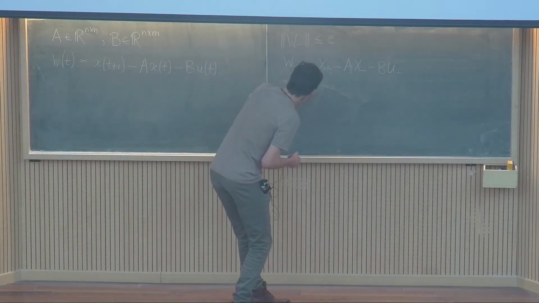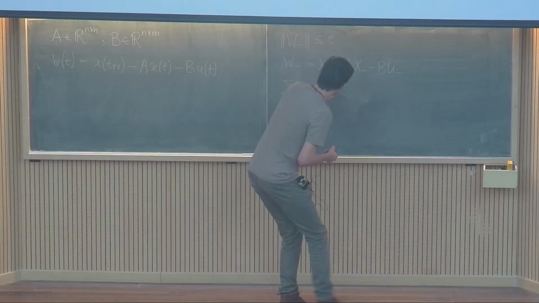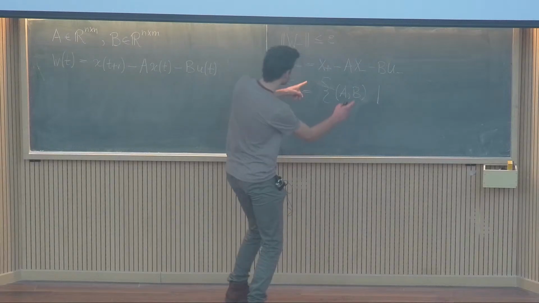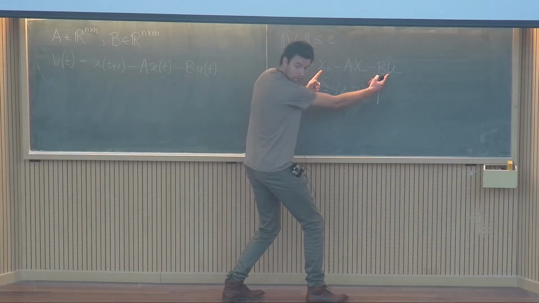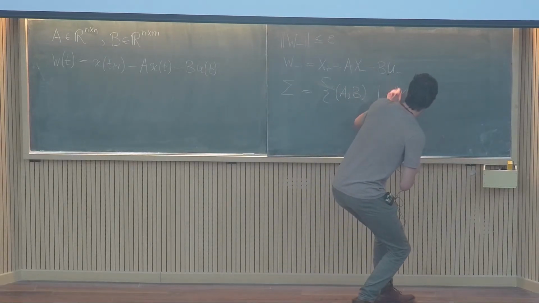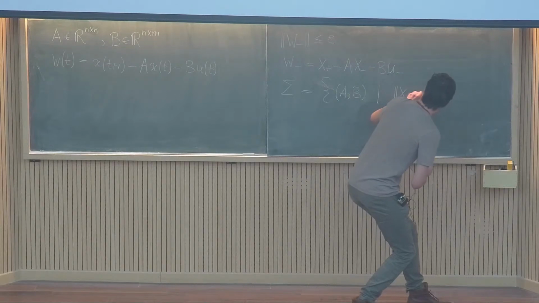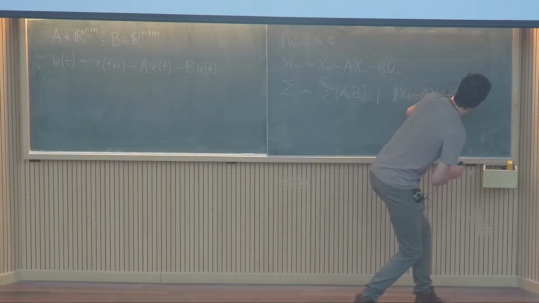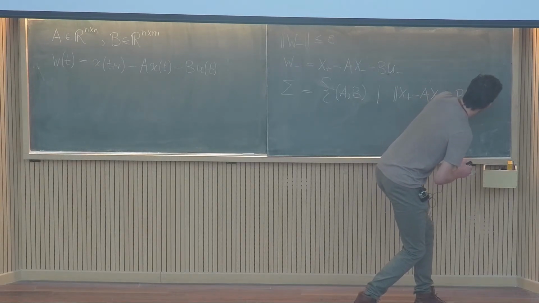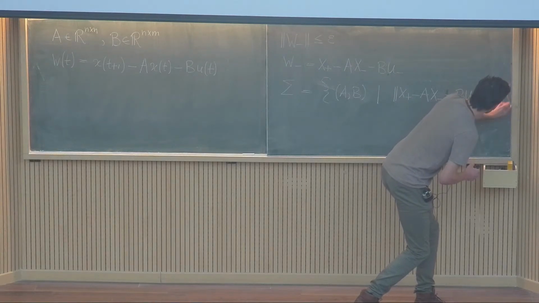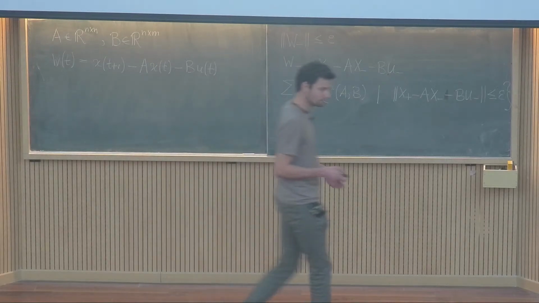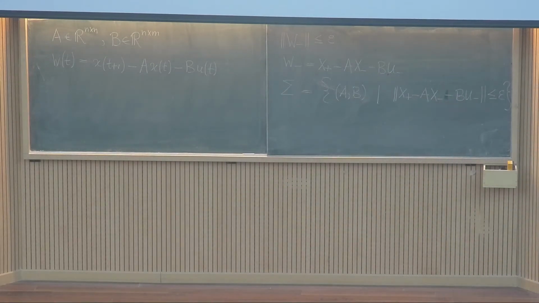That implies actually that this set sigma, in this case, consists of all pairs A, B for which this matrix over here has norm less than or equal to epsilon. So x plus minus A x minus minus B u minus in norm is less than or equal to epsilon. Like this. Okay.